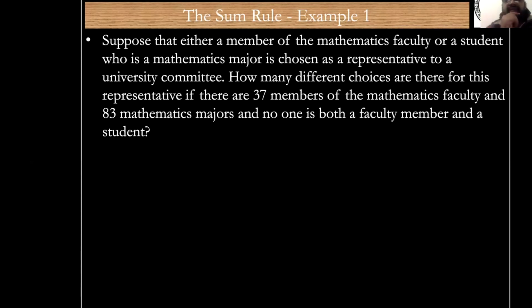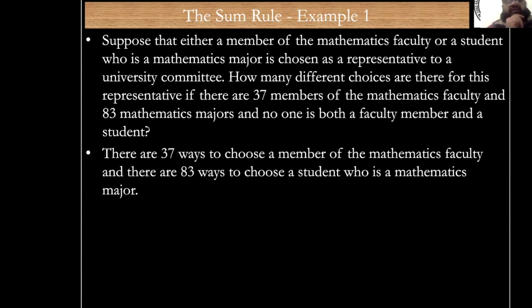So in this case, it's really simple. You can either choose one of the mathematics faculty, so you've got 37 options here, or you can choose one of the mathematics majors, and you've got 83 options here. So in total, the number of options that you can choose for being a representative to a university committee is 37 plus 83, which comes out to be 120.